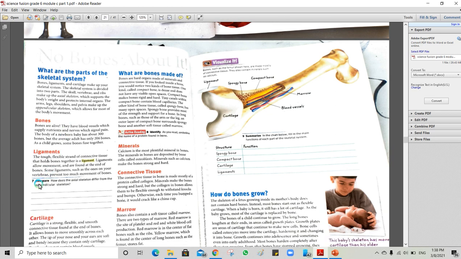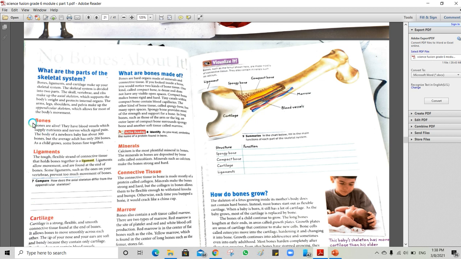Here, there is a question: compare. How does the axial skeleton differ from the appendicular skeleton? How are they different from each other? In this part, you will write the function of each one, the function of the axial and the function of the appendicular. Again, what is the function of the axial? The function of the axial is to support and protect the body. The function of the appendicular is responsible for movement. Okay, now we will move to another part.